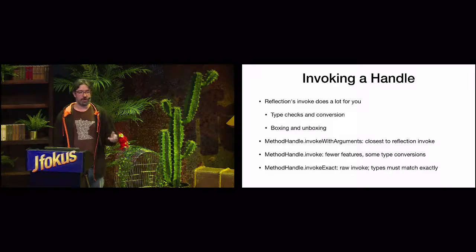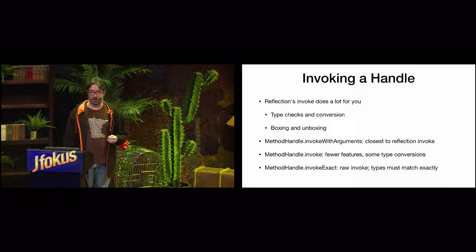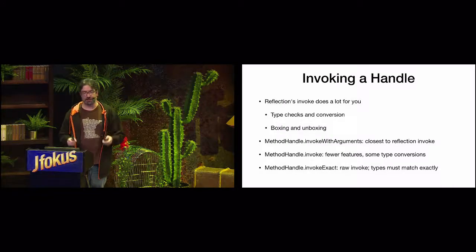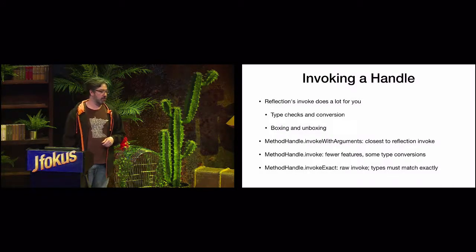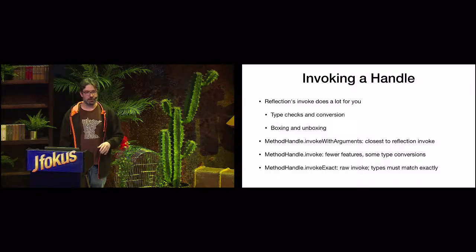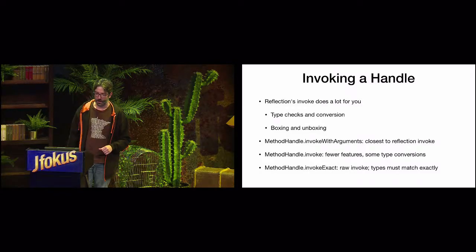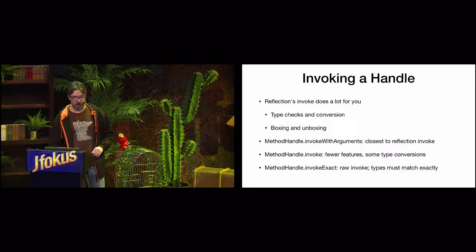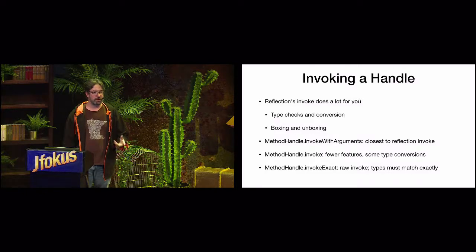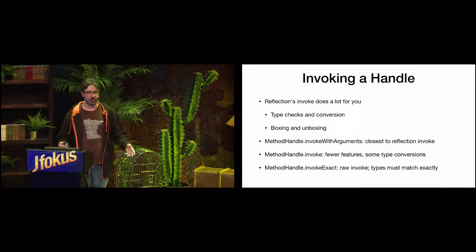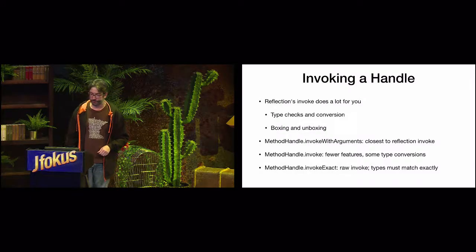Method handles give you 3 different ways to invoke. First of all, invoke with arguments, which is essentially what reflection does. This is the way that you're not sure if these are the right arguments, you're not sure if everything's typed right. It'll do those conversions and do those type checks for you. Invoke removes some of those type conversions and some of those features, reduces a little bit of overhead. And then invoke exact is when you have precisely the right types of values and the number of arguments for calling a target method. It does no extra work for you, but it's the fastest path to doing that call.